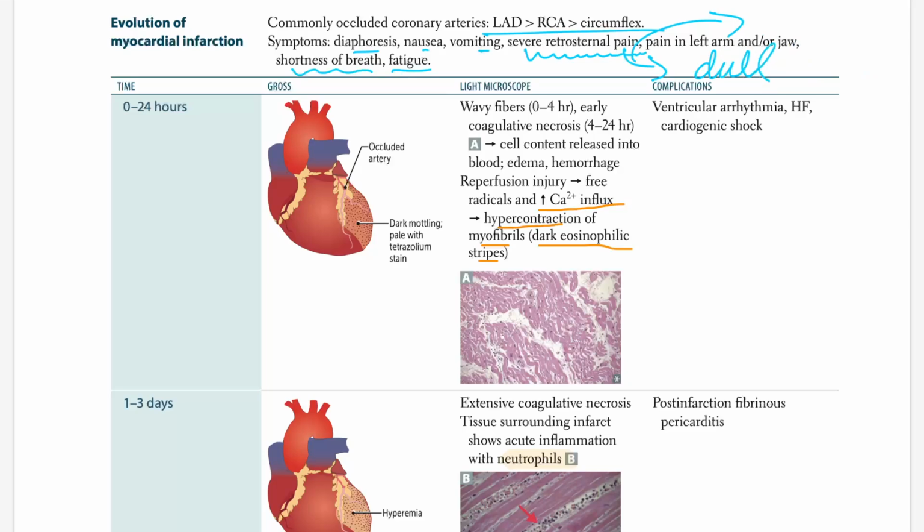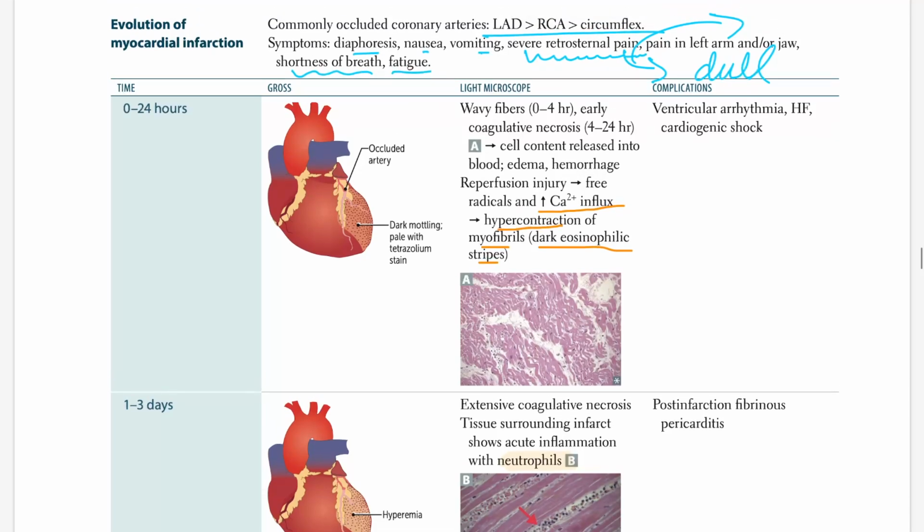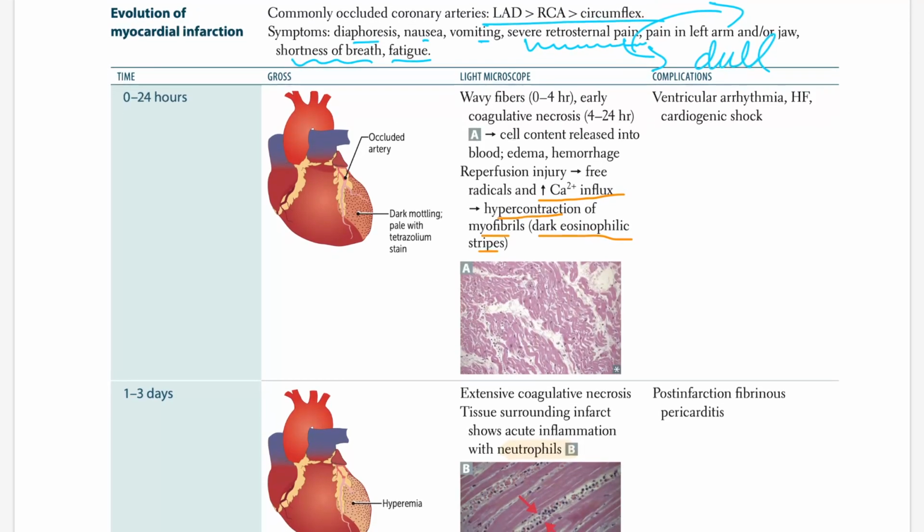Okay, then in the evolution of MI, all we have is from 0 to 24 hours. What do we see grossly? We have the occluded artery. Distal to the occluded artery, we will see dark mottling, and pale with tetrazolium stain. So just a dark color and pale. Dark mottling will be seen, as you can see in the picture, and also pale with tetrazolium stain.